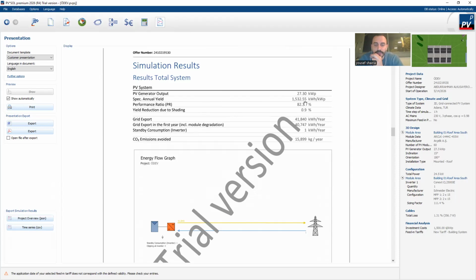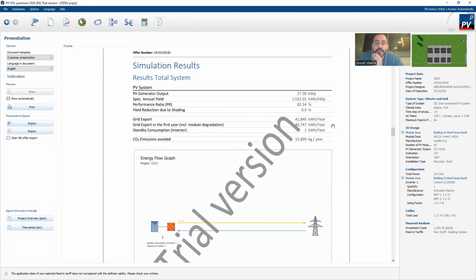The specific annual yield is 1,532.55 kilowatt hours per kilowatt peak. This means that for every kilowatt of installed capacity, the system produces about 1,532 kilowatt hours of electricity per year, which is a strong result for this location.